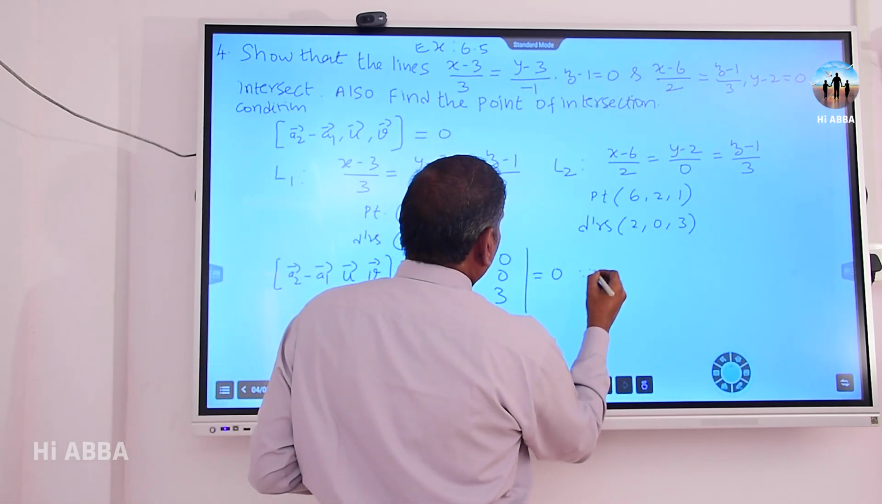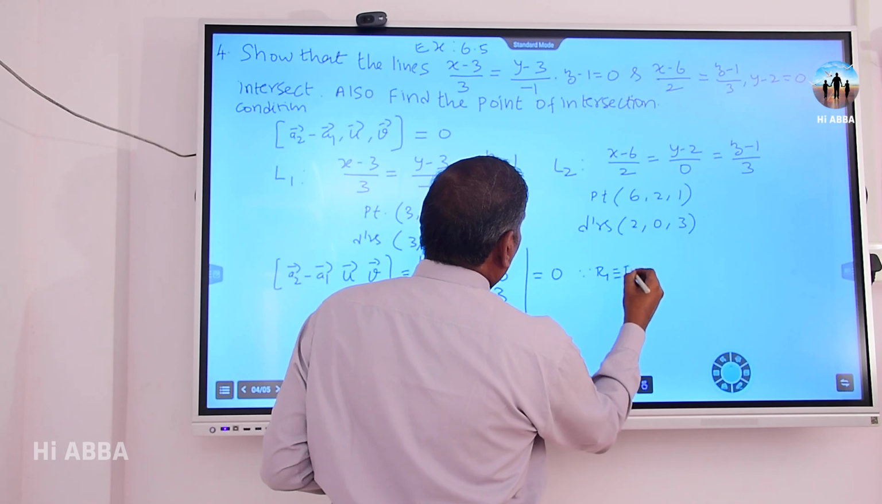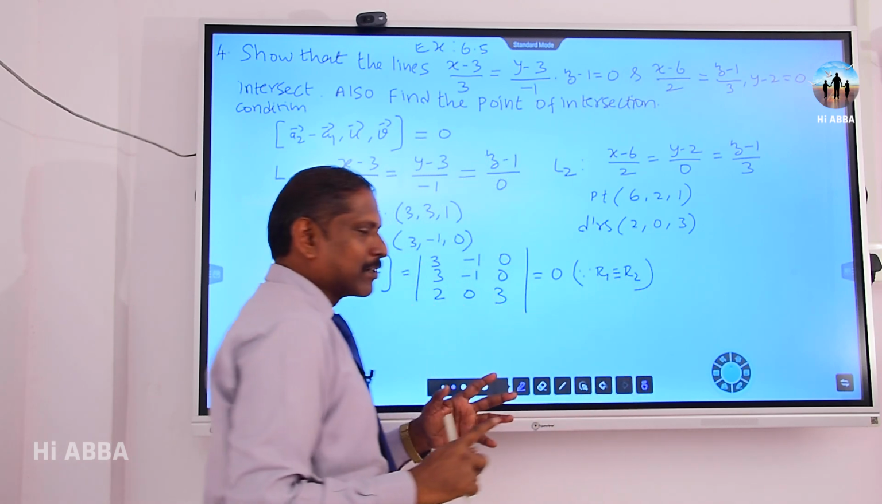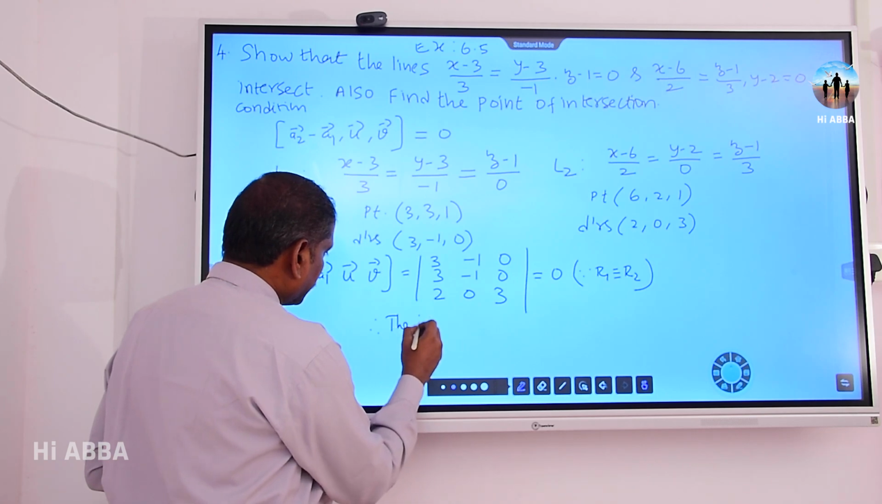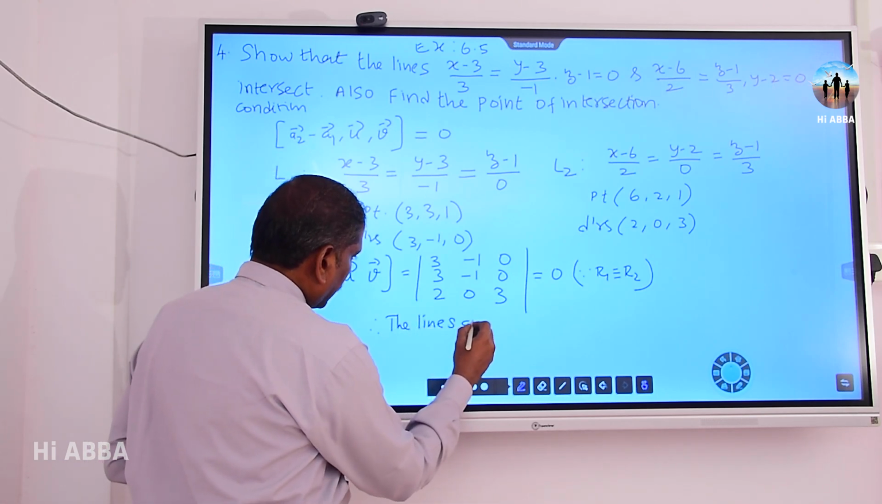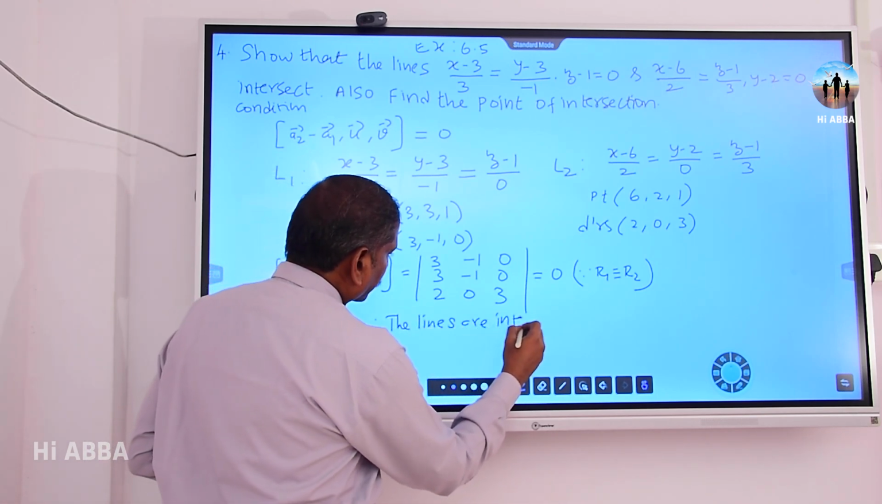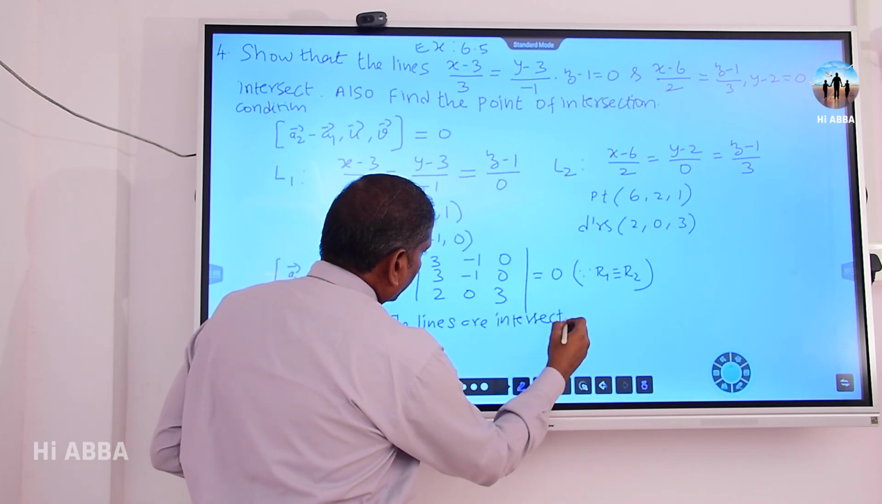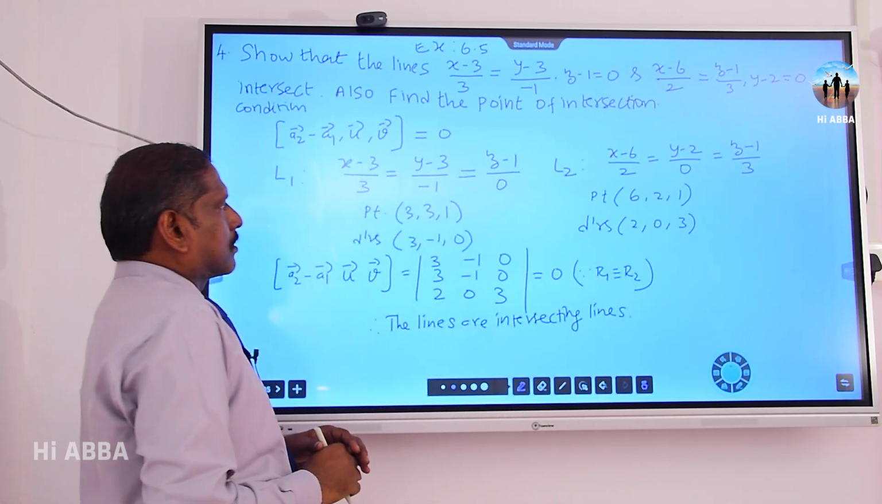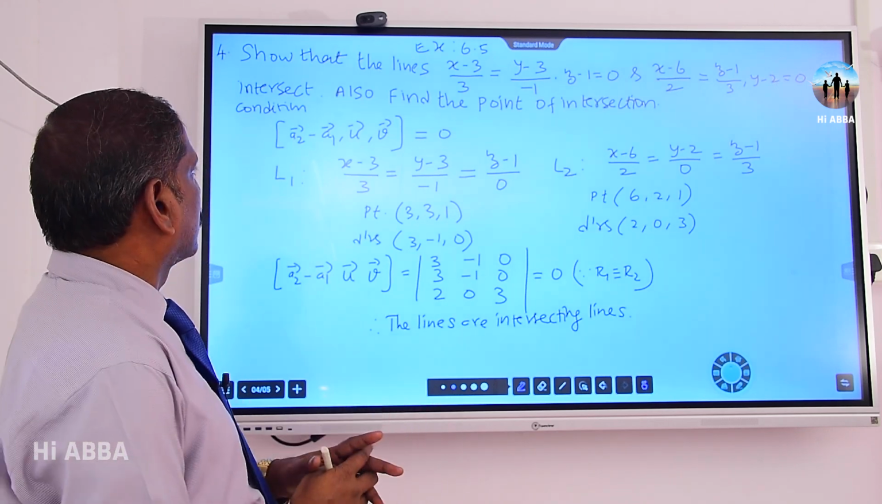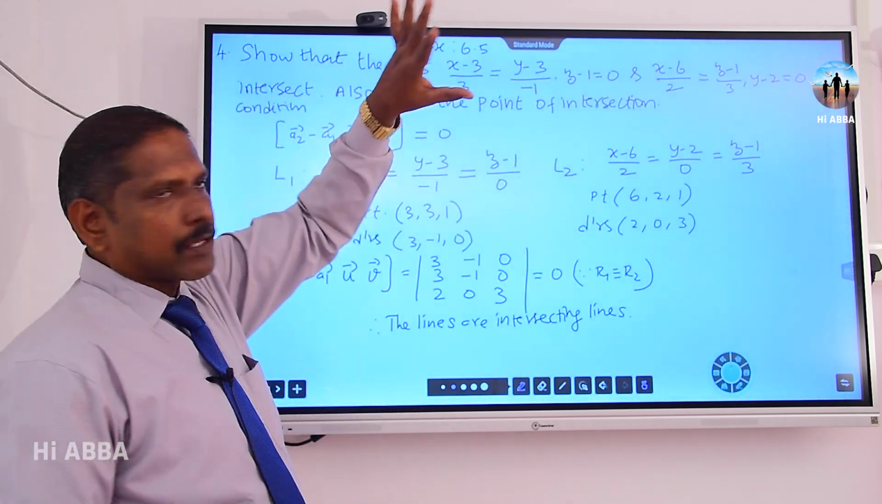That's good. So since R1 is identical with R2, the value of the determinant goes 0, and we conclude that therefore the lines are intersecting. Therefore the lines are intersecting lines. Okay, this is part 1 of the answer. You are asked to show that the lines are intersecting lines.